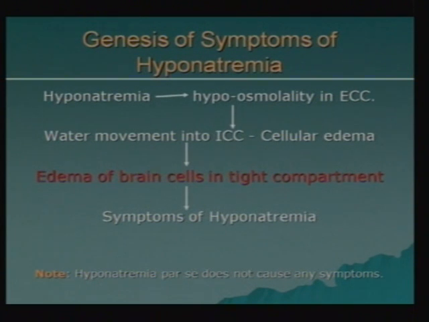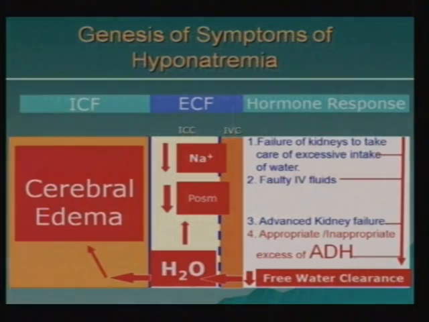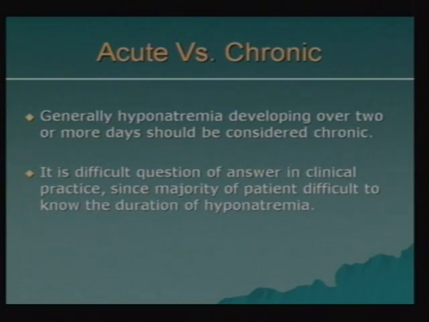How do people get symptoms of hyponatremia? Hyponatremia leads to a hypoosmolar state in the extracellular compartment. Water moves from the extracellular compartment into the intracellular compartment. As a result, there is cell edema. This cell edema may not be of much importance in other cells, but it is very important in brain cells, because the skull is a tight compartment, and inside the skull the brain cells swell. They lead to brain edema, and it is brain edema which leads to the symptoms of hyponatremia. This is how cerebral edema takes place.